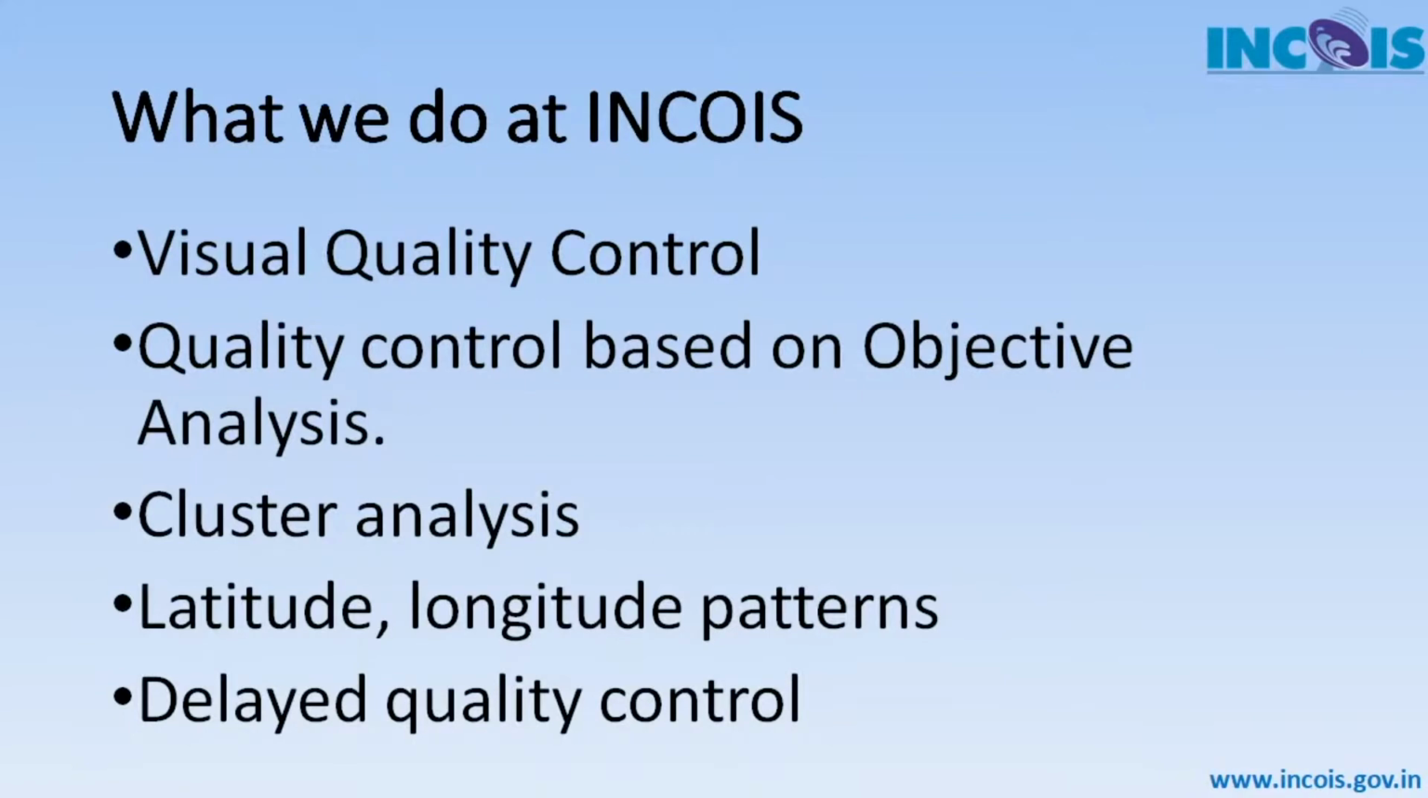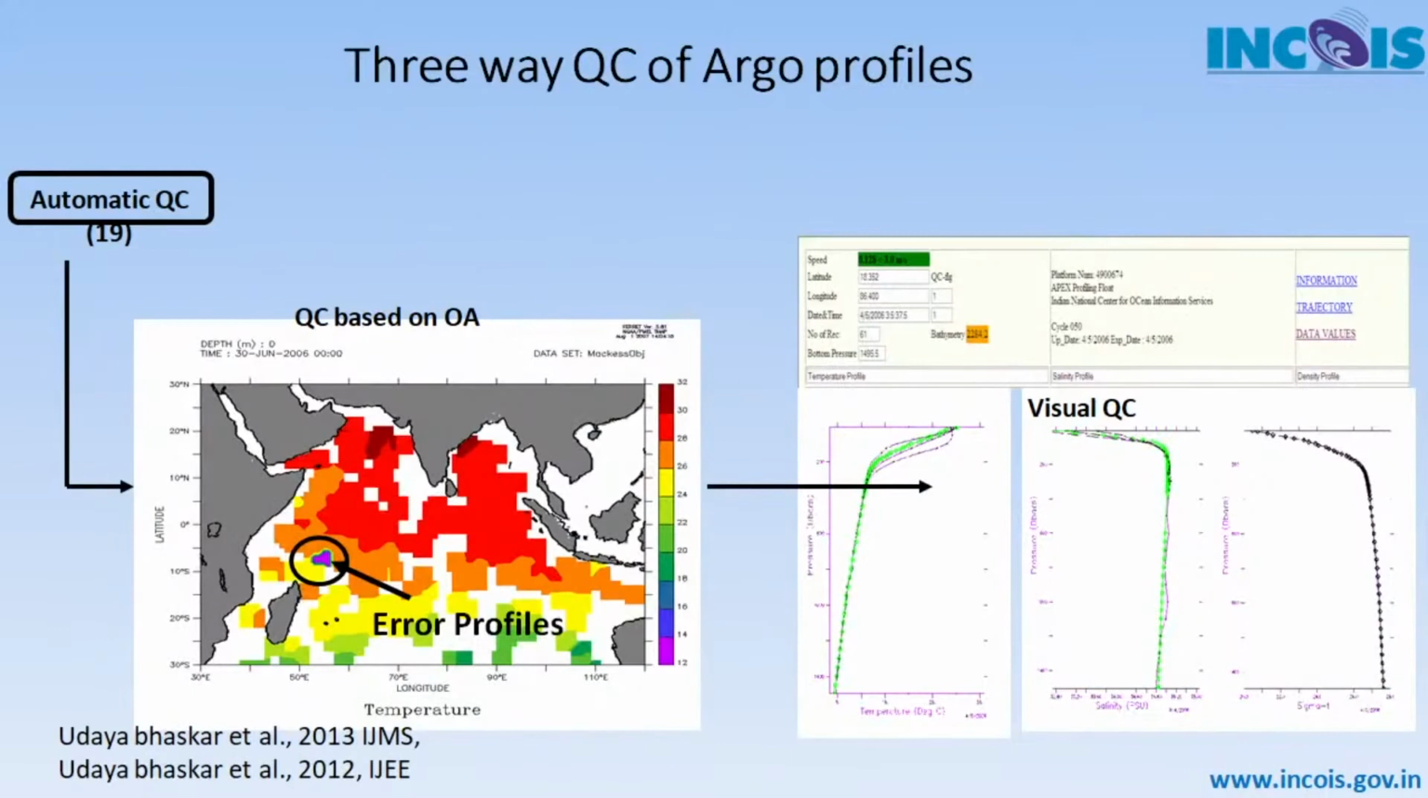And we use cluster analysis. This is a machine learning approach, so that bulk treatment of the data can be done. And then we also do latitude-longitude patterns, which we call alpha convex cells, and then also delayed mode quality control. So these are all the processes of quality control that we do at Incois. We have combined some of these, which we call automatic quality control.